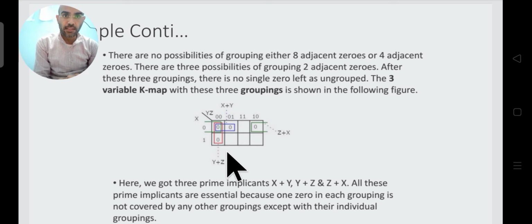So the pairs are, see this one. If we form this pair, so this and this cell will form one pair. Okay, so this is one pair. There will be three pairs that should come. For this particular pair, the terms which we will get: the changing variable we will not include in the term, whereas the variables which are not changing should be included.